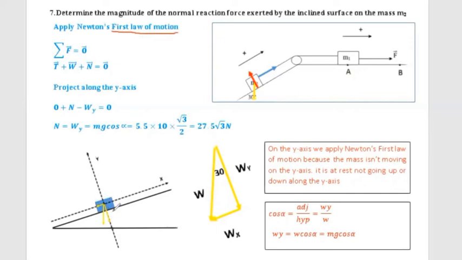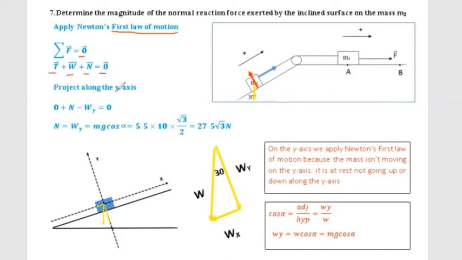Note that the mass m2 doesn't move on the y-axis. It doesn't move upwards or downwards. It moves only along the x-axis. So it is at rest, or at equilibrium, along the y-axis. That's why we apply Newton's first law of motion. The sum of forces along the y-axis equals 0. They are balanced along the y-axis. What are the forces acting on the mass? Again, we have the tension, the weight, and the normal reaction.